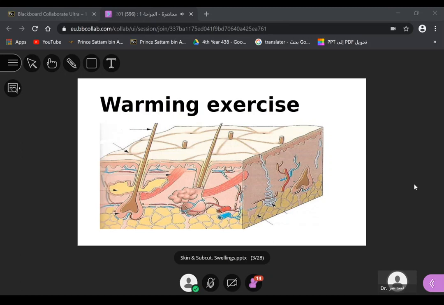So as a warming exercise for this lecture, I want to show you this diagram, which is a sketch section from the skin.